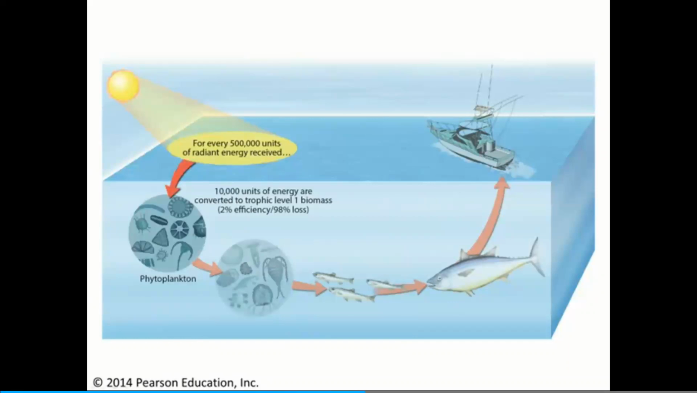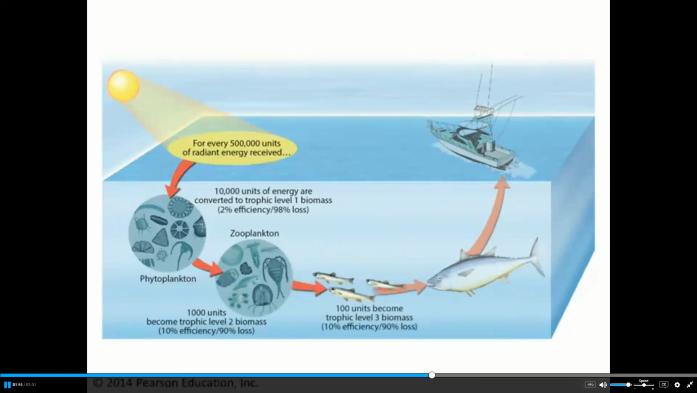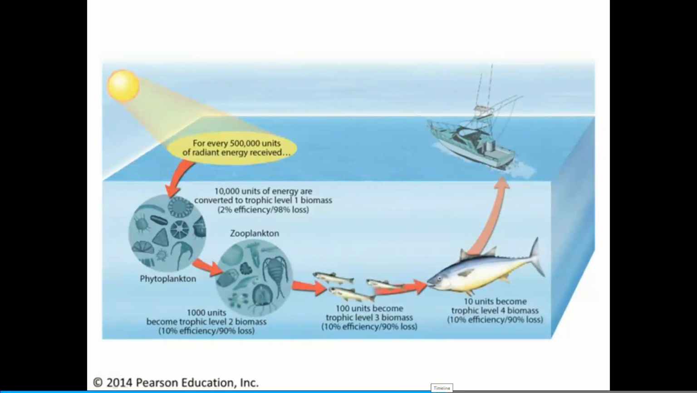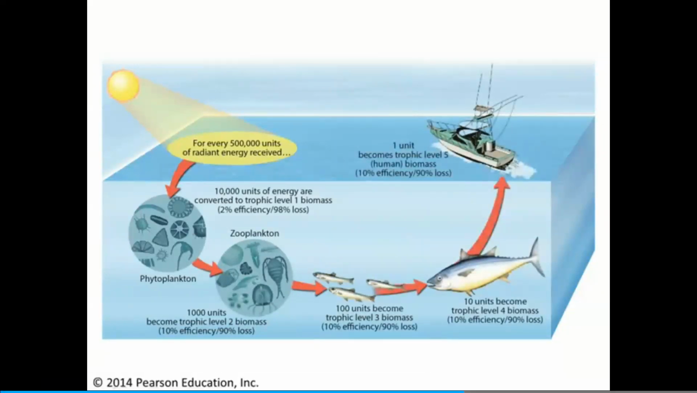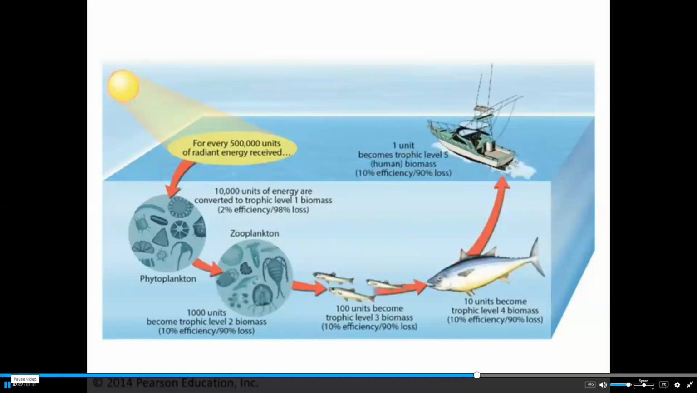Now it gets a little more efficient at this point, because of that 2% that's captured, about 10% of it makes it to the next trophic level, the zooplankton, which means there's only a 90% loss there. And that same pattern holds true when we go up to trophic level 3, about a 10% efficiency, and then another 10% as we go up to trophic level 4. And then with the apex consumer, trophic level 5, we have another 10% efficiency and again a 90% loss. So most of the energy in the ecosystem never gets transferred up.